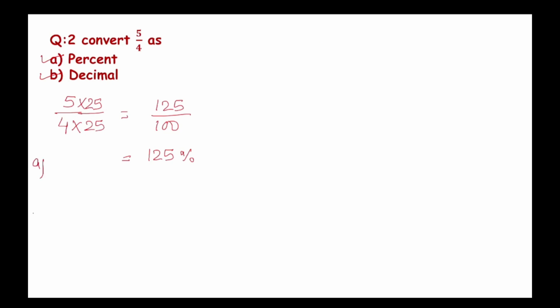And the second one is decimal. How can we write the decimal of this? So 125 over 100, I will just place the decimal. Here we have two 0s in the denominator, so I will move the decimal two places. So 1.25 is the decimal for the given fraction.